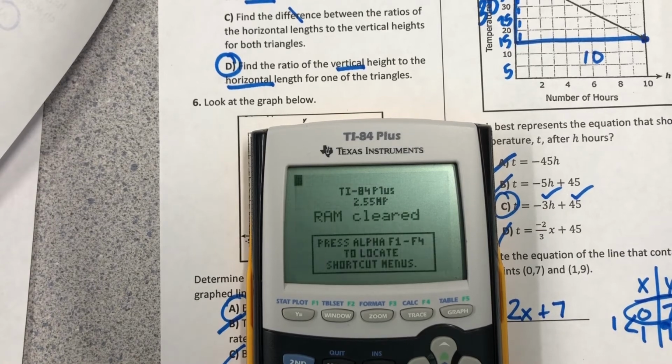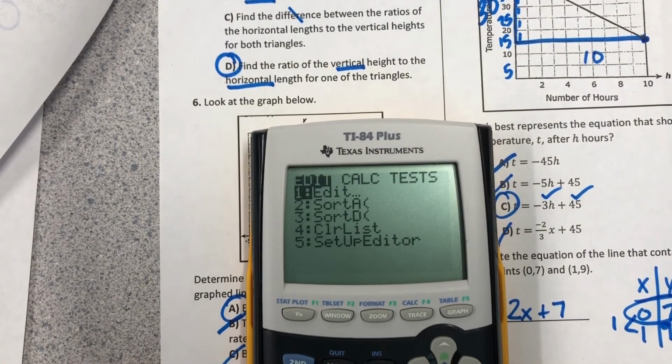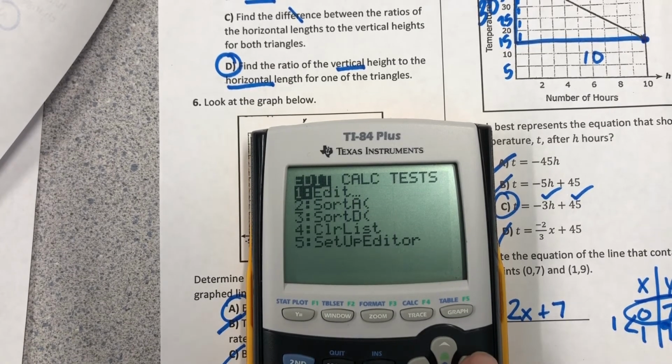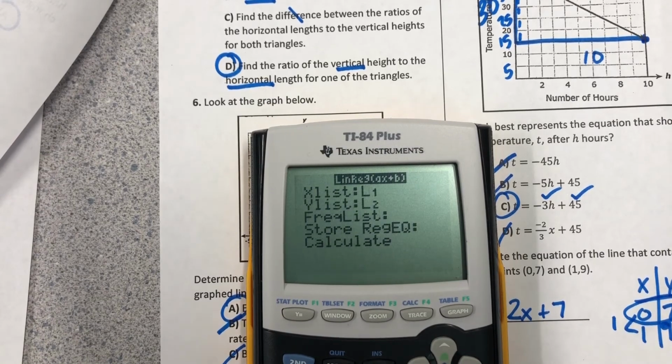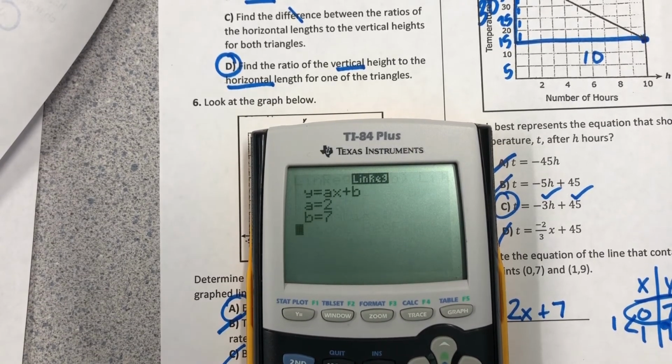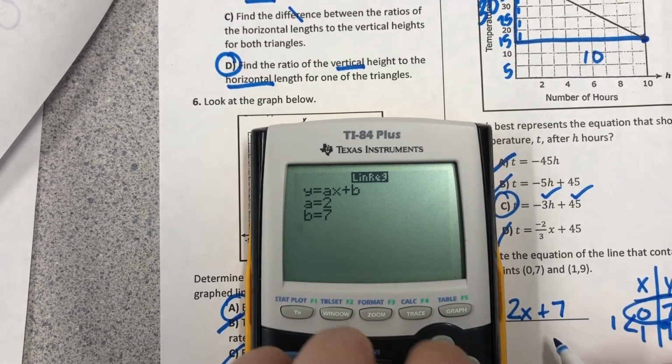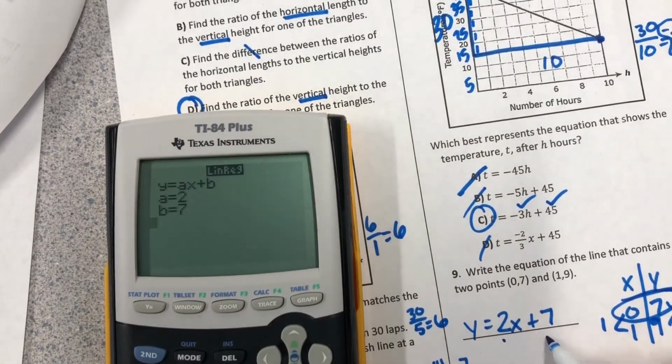Clear your RAM since there's stuff stored in the memory. Stat, edit, enter in your numbers, 0 and 1. Those are your x's. And then your y's are 7 and 9. Stat, calc, 4, calculate. So that means that the slope is 2, the y-intercept is 7, so that's what the equation would look like. Slope is 2, y-intercept is 7.